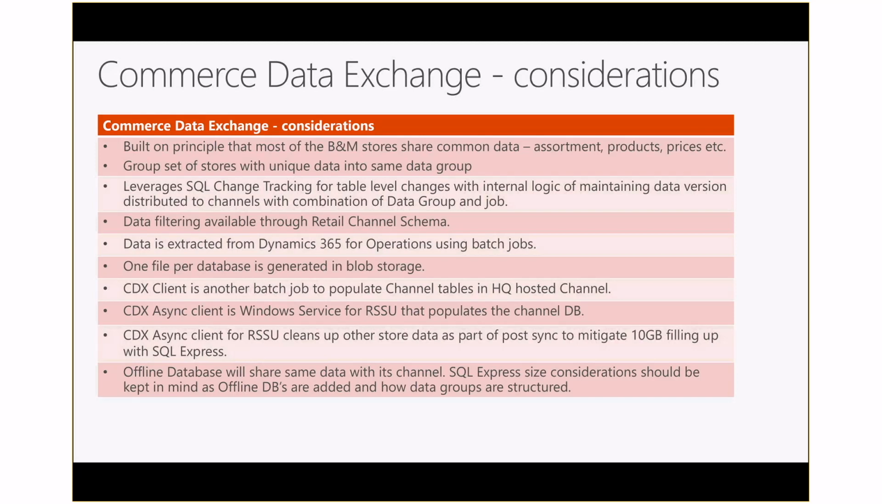And then if you're using the channel database in the cloud, then there's another batch job that runs and writes the data. In addition, what happens is there's one file generated per database in blob storage. So imagine you have a store with a large number of terminals with offline. In addition to one for the channel database, there's also a file generated for every offline database.